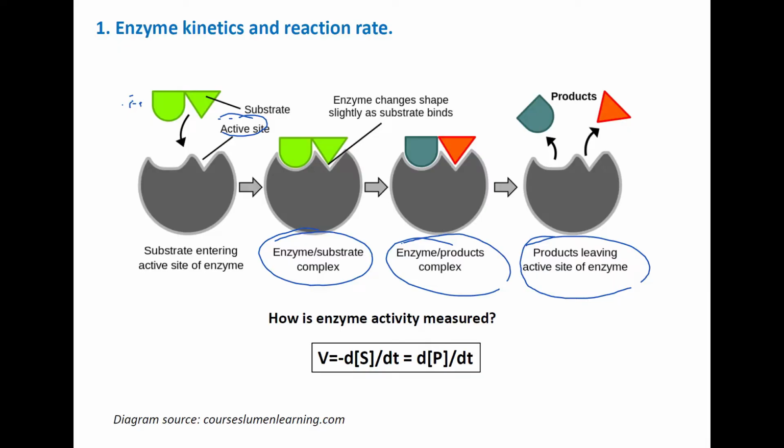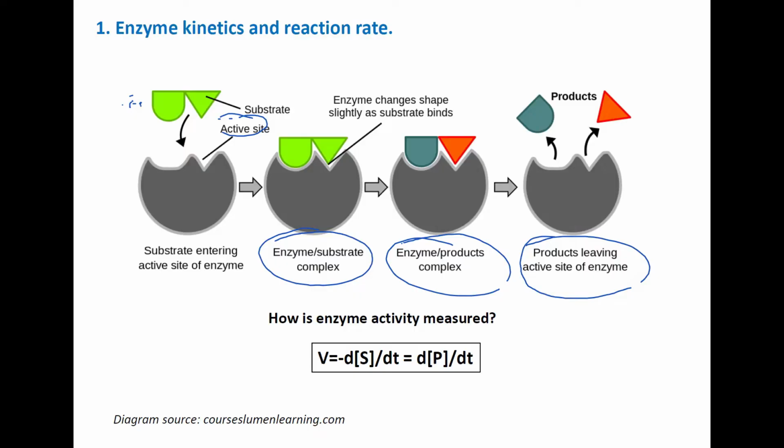And also, how is enzyme activity measured? How do we measure the activity of the enzyme? We have V, which stands for the rate of the reaction, and we have minus d[S]/dt, the change in the concentration of S. The minus here means decreasing, because S stands for substrate. So as the reaction progresses, the concentration of the substrate will be decreasing with time.